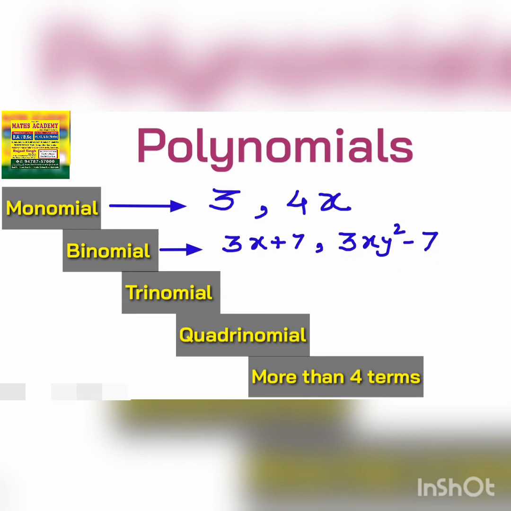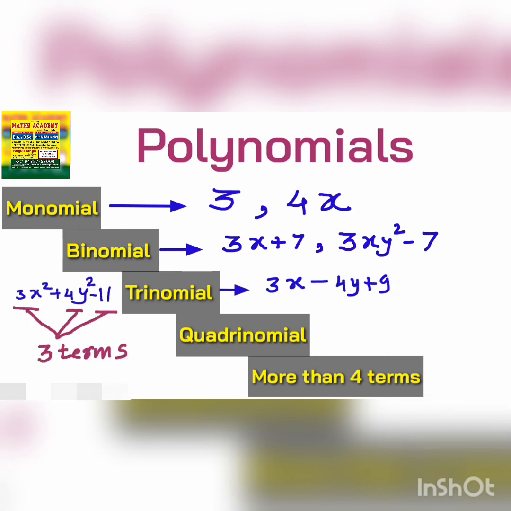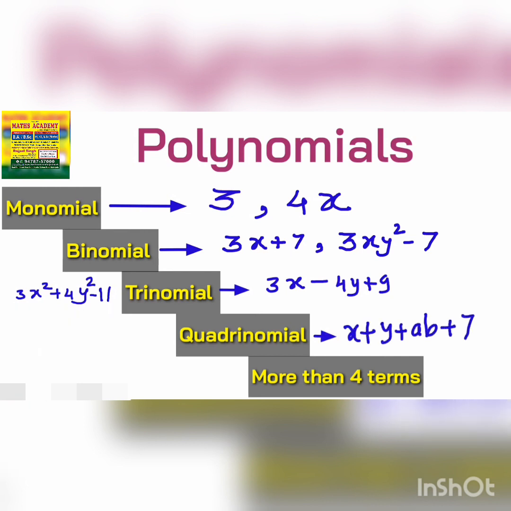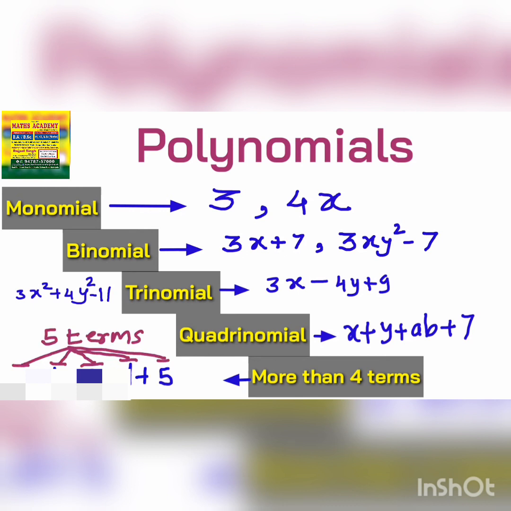Let's understand the trinomial expression now. 3x minus 4y plus 9 has got three terms, that's why it is a trinomial expression. 3x square plus 4y square minus 11 is also a trinomial expression. x plus y plus ab plus 7 is quadrinomial because it has got four terms in it. a plus b plus c plus d plus 5 is an example of a polynomial with 5 terms.